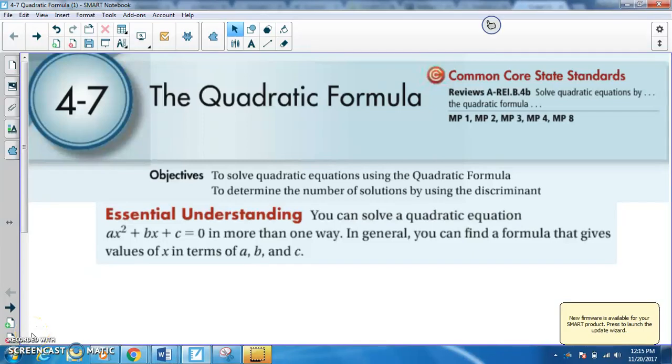Hey guys, today we're going to do 4-7, the quadratic formula. Our objectives are: I will be able to solve quadratic equations using the quadratic formula, and I will be able to determine the number of solutions by using the discriminant.